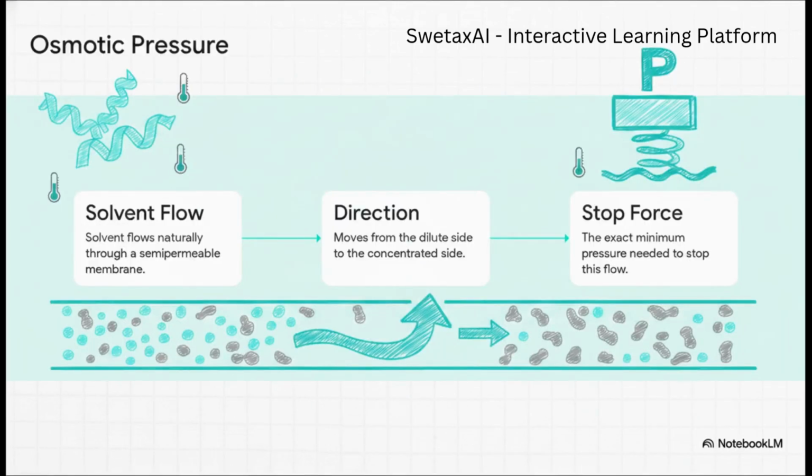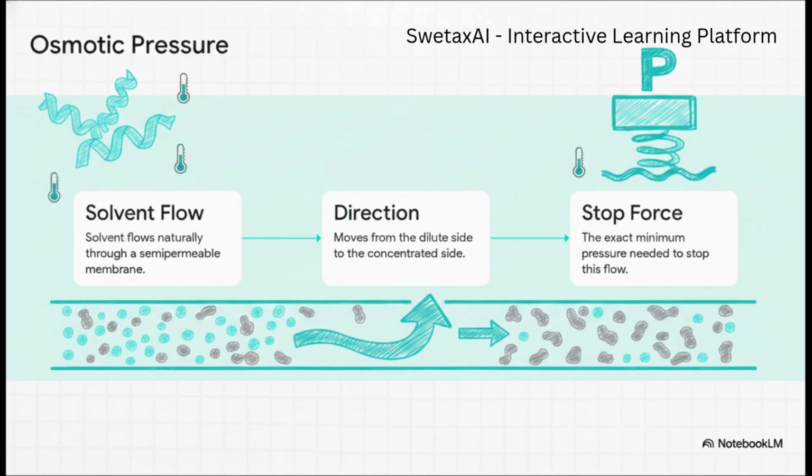Now, another incredibly vital colligative property is osmotic pressure. Osmosis is just the natural flow of a solvent through a semi-permeable membrane. It moves from a dilute side over to a concentrated side, just trying to find balance. Osmotic pressure is simply the exact mechanical force required to stop that flow from happening. And this is a total game changer for biologists.